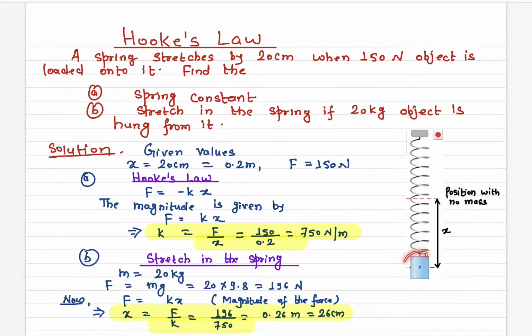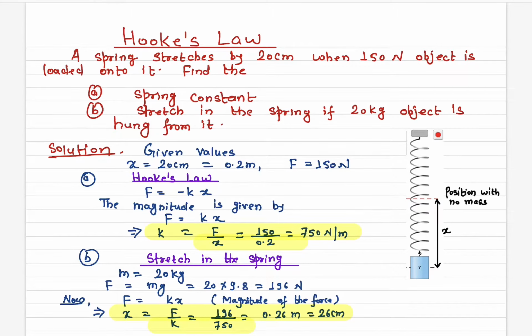That means if I just take this mass off, then the spring will come back to this position. So all the measurements are done from this line here, when there is no mass. And with the mass, this is what we call the elongation or the stretch in the spring, or we simply call it x, or the displacement.